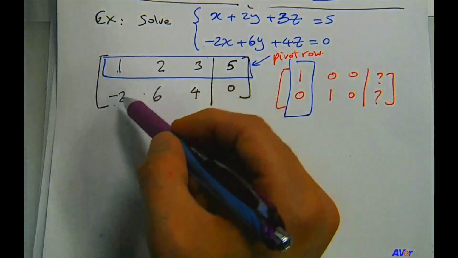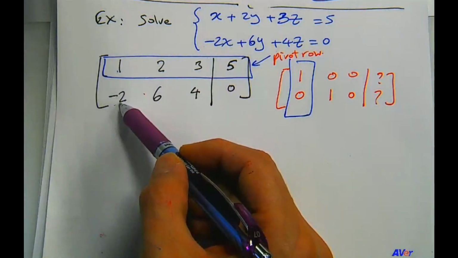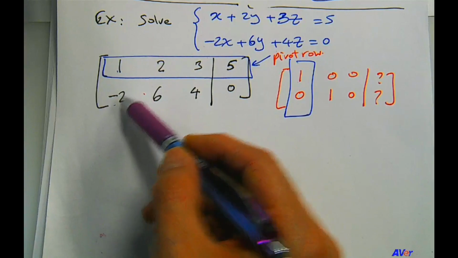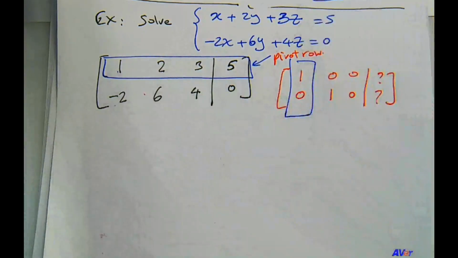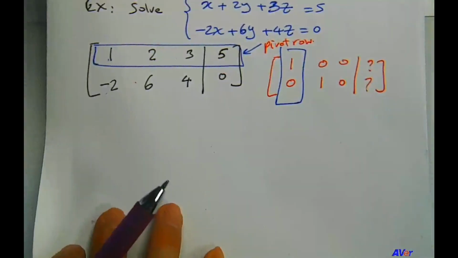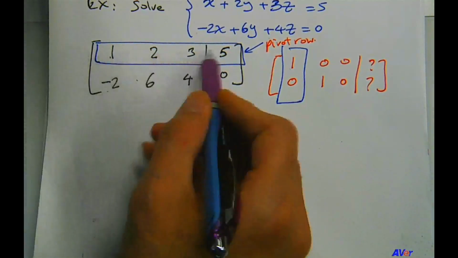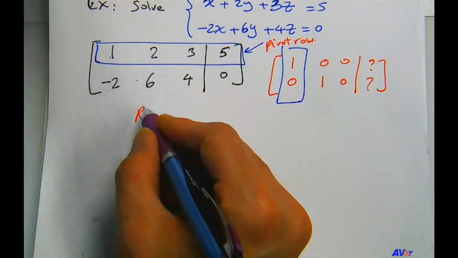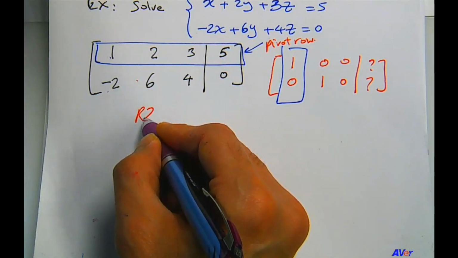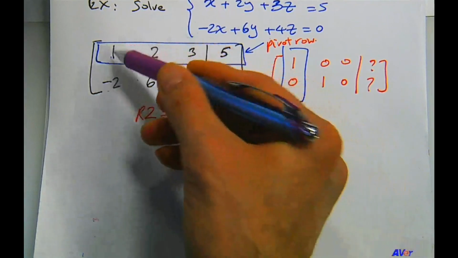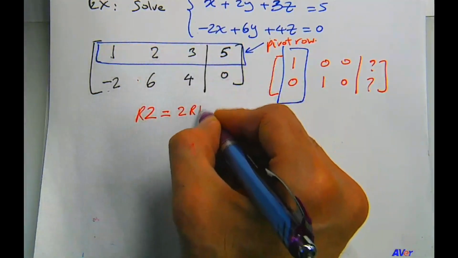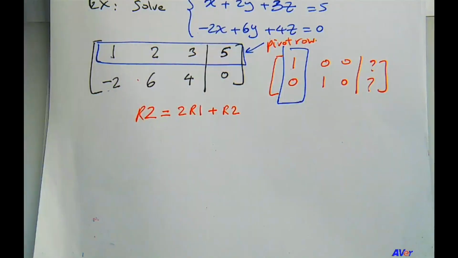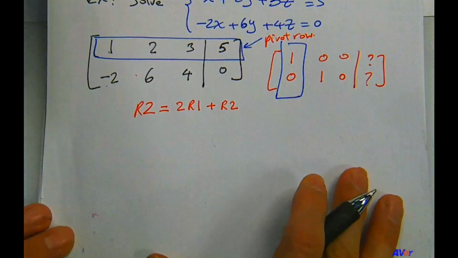Okay, so all we need to convert this negative 2 to 0 is a positive 2, so we can add it to this and get 0. But where is the positive 2 going to come from? It's going to come from multiplying the pivot row, or row 1, by 2 and adding it to row 2. So row 2 is equal to twice row 1, which is the pivot row, plus row 2. Okay, so let's carry out this row operation.